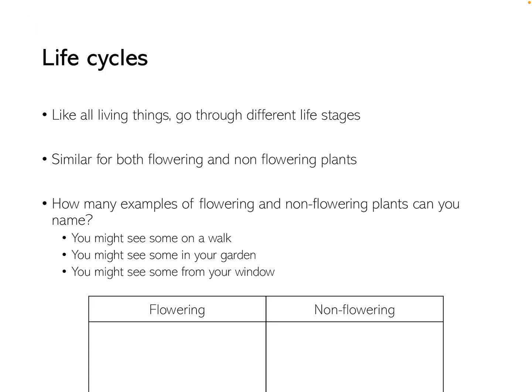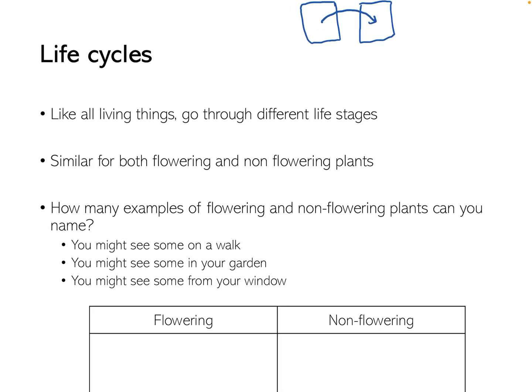So life cycles. Like all living things, plants are living and they go through different stages in life. Now, don't think of these stages as boxes. They're not boxes. You don't go from this stage into this stage. It's a bit like when we think about timelines. We don't go from this era into another era. Think of it more as a continuum or a number line.